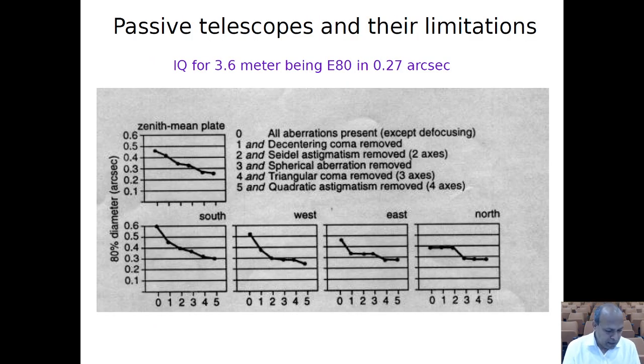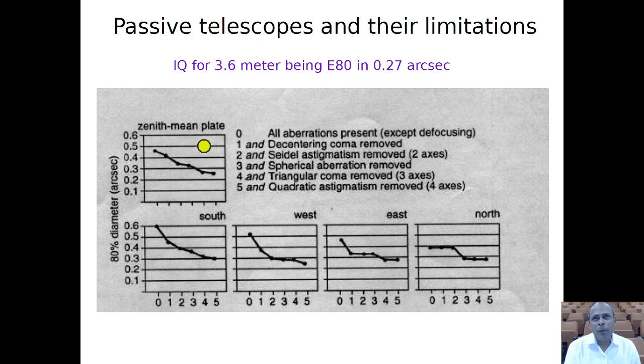Now these are the passive telescopes, and we will discuss their limitation. Here I will describe a telescope with a 3.6 meter aperture, where the encircled energy E80 parameter specification is 0.27 arc-second. The optical specification is very good.